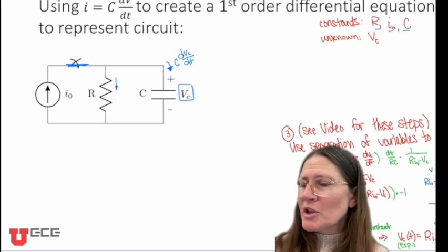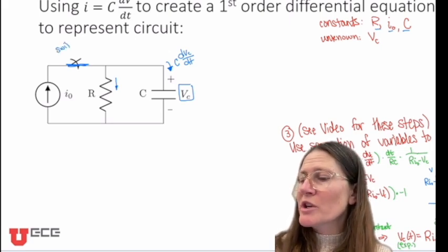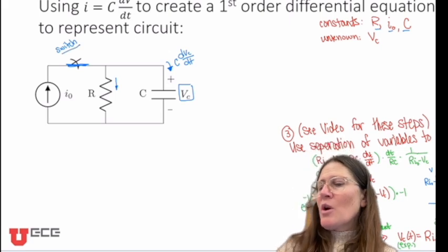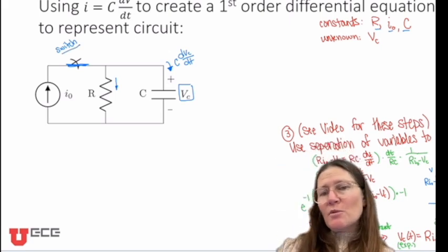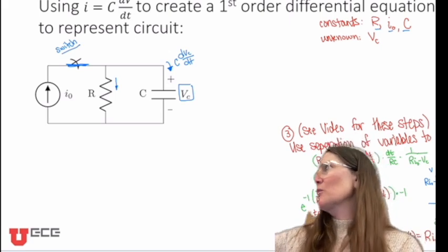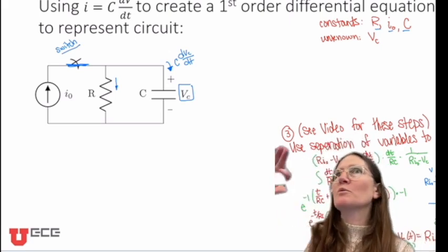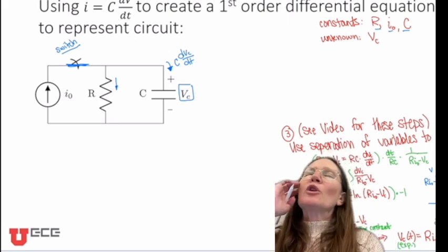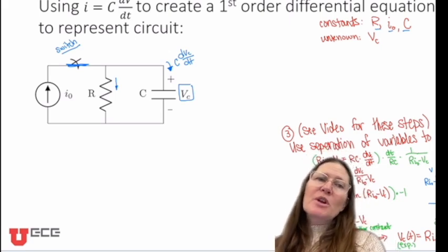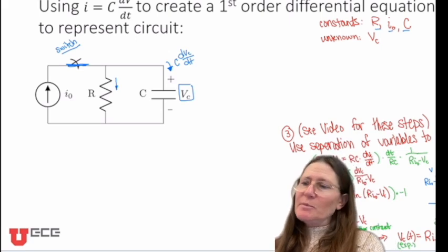So this symbol that you just saw is a switch symbol. It has the arrow meaning that at time 0 it will be closed. So right before that it will be open. So with this closed, what's the current in this branch?